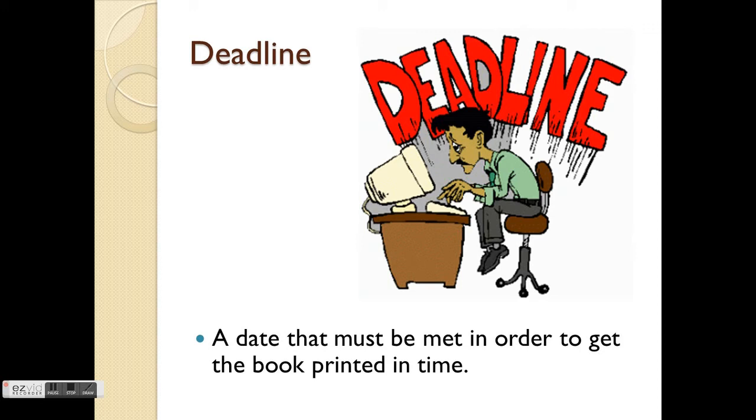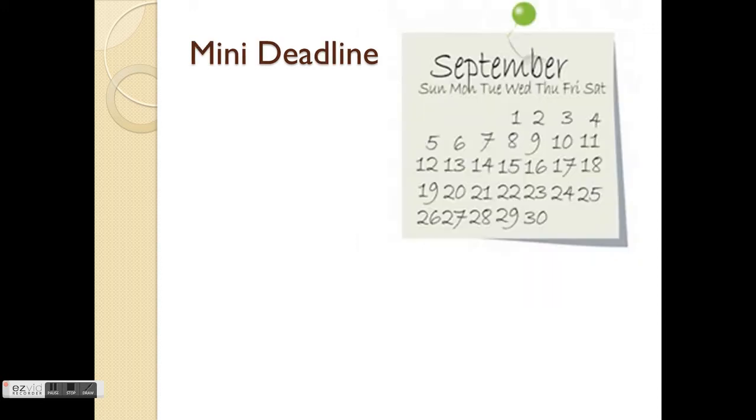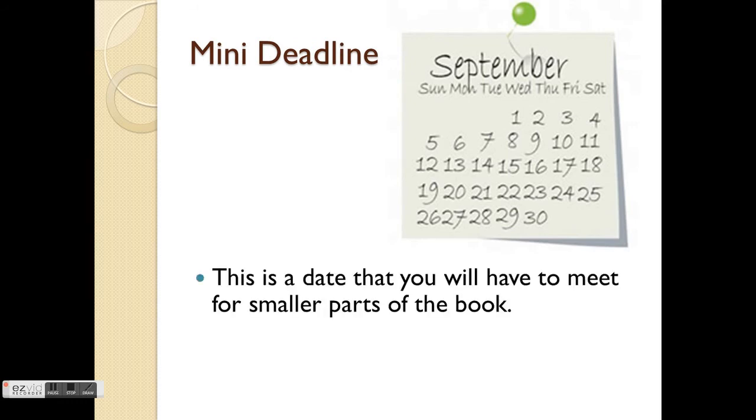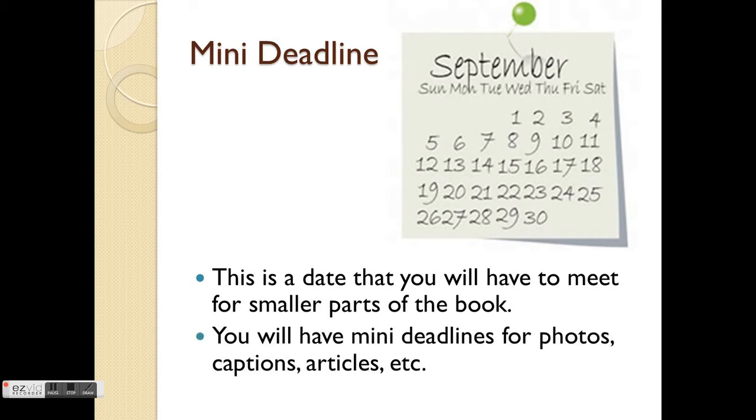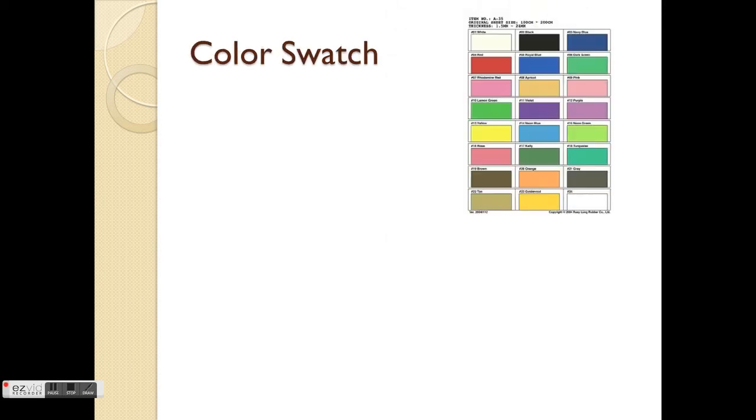Deadlines are dates you have to meet to make sure that we get the book printed in time. You'll have 7 major deadlines. And mini deadlines are dates you have to meet for smaller parts of the book. For example, you'll have mini deadlines for photos, for articles, for content modules.